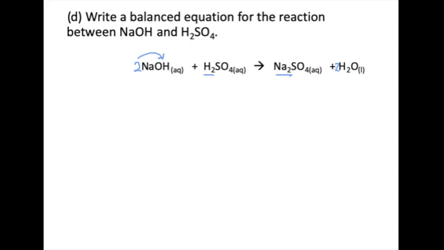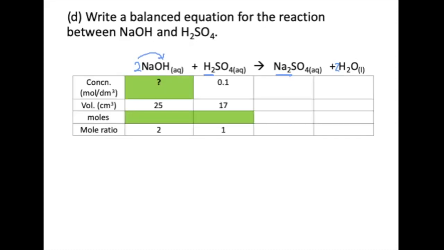Now the next question, part E, asks us to calculate the number of moles of sulfuric acid used in the reaction. And to actually do this, we're going to use a table. You can always ask for additional paper so you can do this working out. The purpose of this table is that it gives you a breakdown of everything that you have already for the question and everything that you will need. It gives you an idea of where you're going.